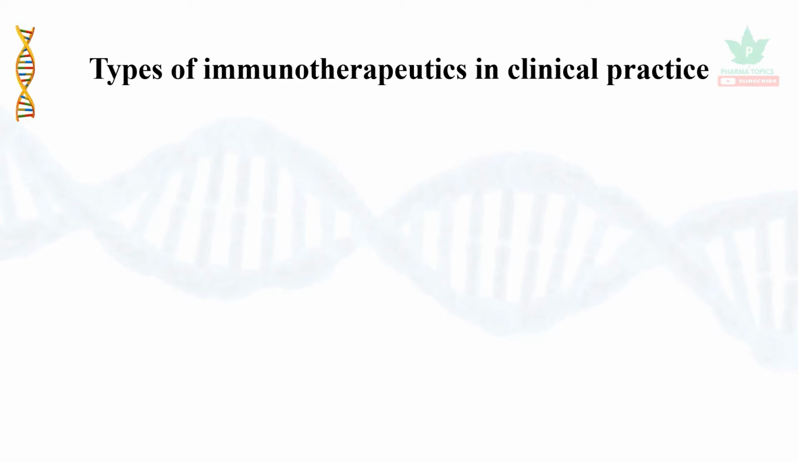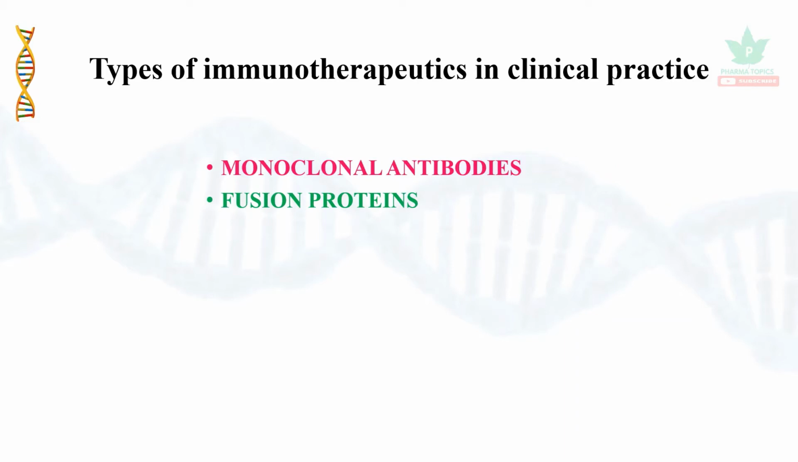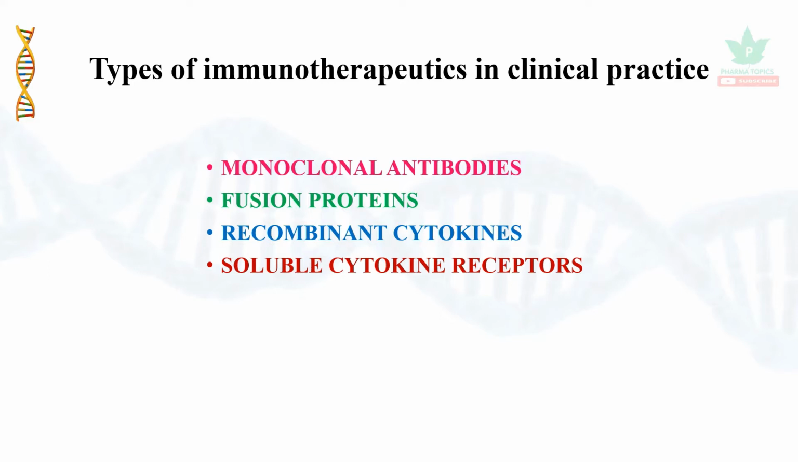Let us see the types of immunotherapeutics in clinical practice. It is of four types. One is monoclonal antibodies, then fusion proteins, recombinant cytokines, and soluble cytokine receptors. This is what we are going to see in this video.